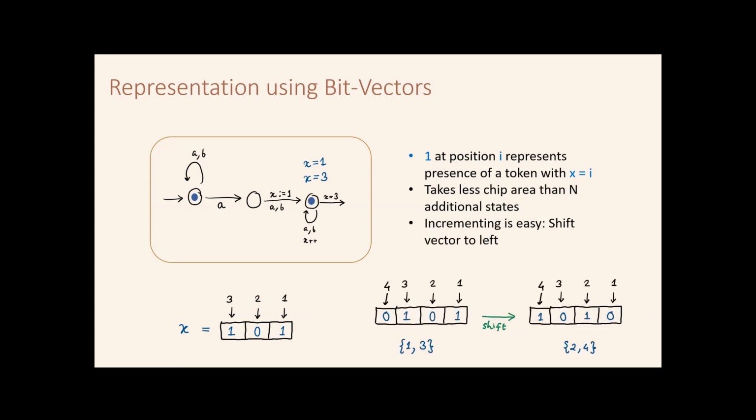And incrementing these bit vectors is easy. On the left, we have a bit vector which represents the set 1, 3. If we shift that, we get the set representing 2, 4. So this represents incrementing all the values of the counter at once, and this is simply a shift of the bit vector to the left.